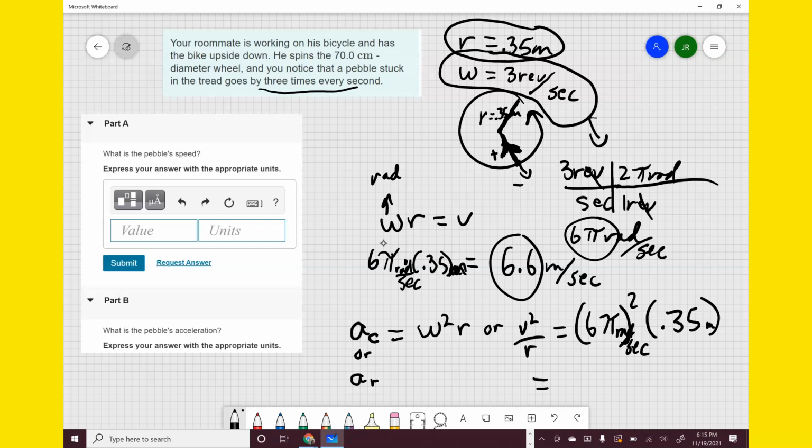And if we do that little calculation in our calculator, 6 squared times pi squared times 0.35 equals 124.4 meters per second squared.